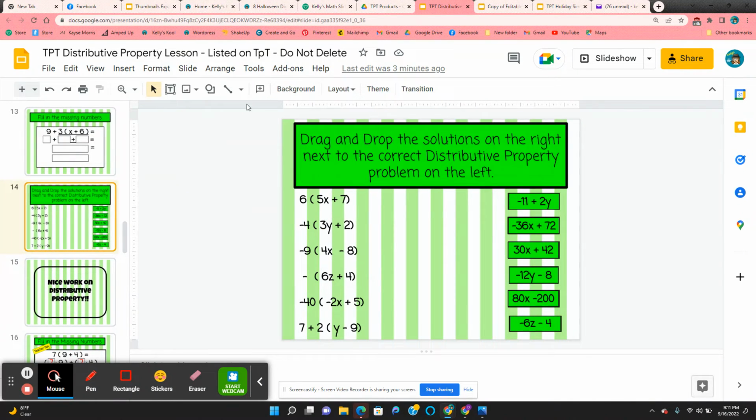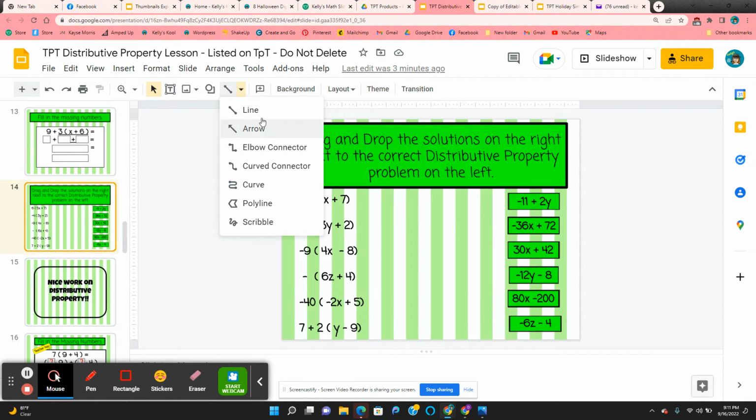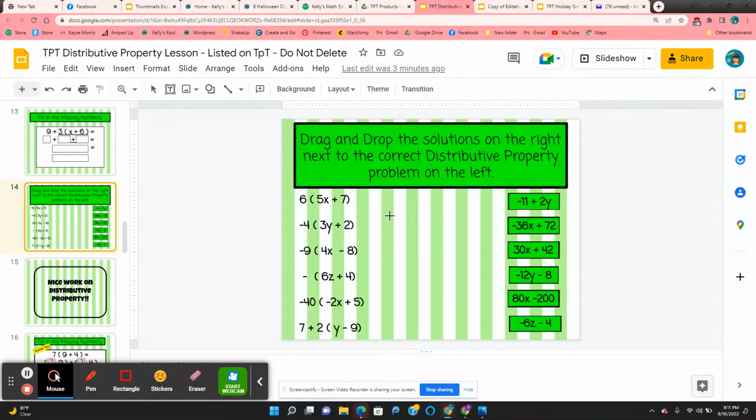So they're going to use this draw line tool up here. Select line. They can select an arrow if they like. And so they just click on that blue dot, and they can move it where they need to move it. And they're going to duplicate that for every single one of these problems.